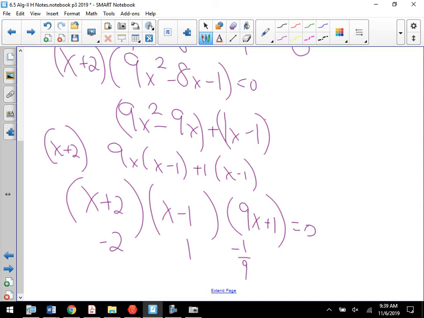Okay. What do the tails do for this one? Yeah, you're right. Down, up. Tails are going down, up on this one. Tails go down, up. I know I have zeros at -2, 1, and -1/9, about there-ish.